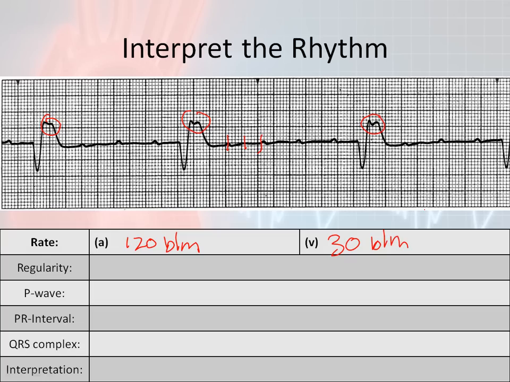That's quite a disconnect. I actually have a 120 beats per minute atrial rate, but only 30 beats per minute ventricular rate. That is quite a bit of difference there. This is another particular type of rhythm that you'll be learning later on in the semester.